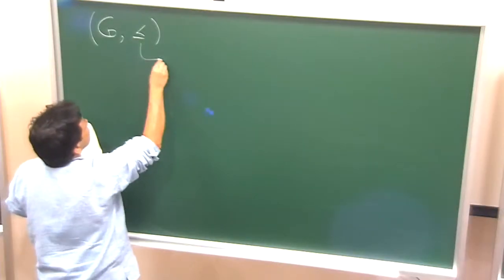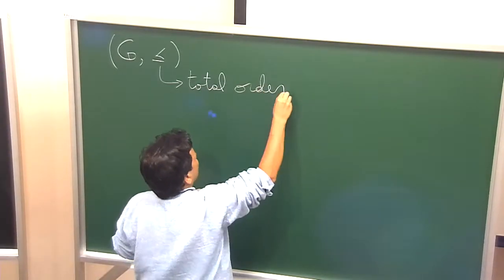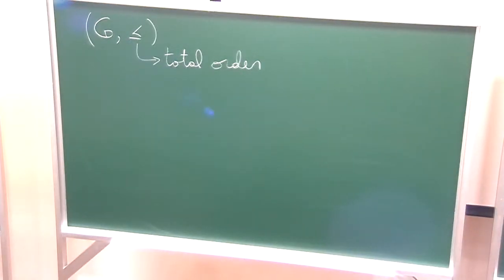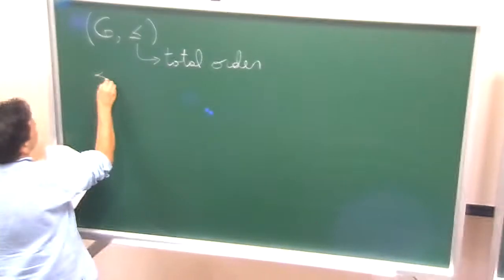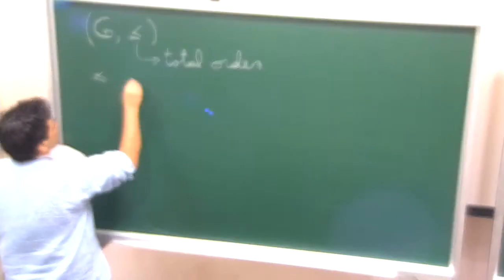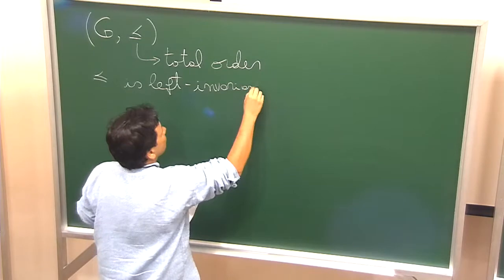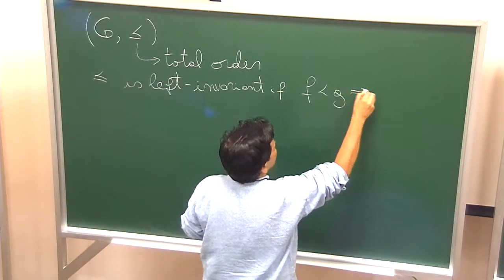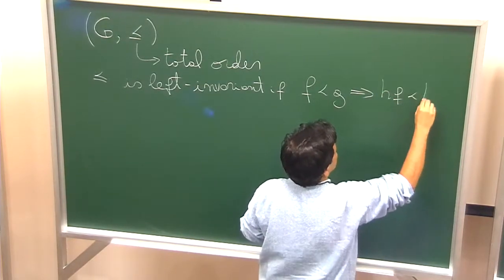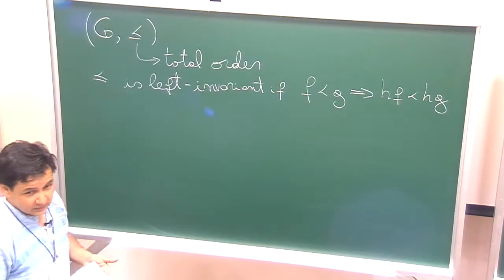So I will ask for this order to be a total order. And of course, you want more. You want some compatibility of this order with the group structure. So, for instance, I can define many notions. The order is left invariant if the inequality f is smaller than g implies hf is smaller than hg. Okay, this is the natural definition.